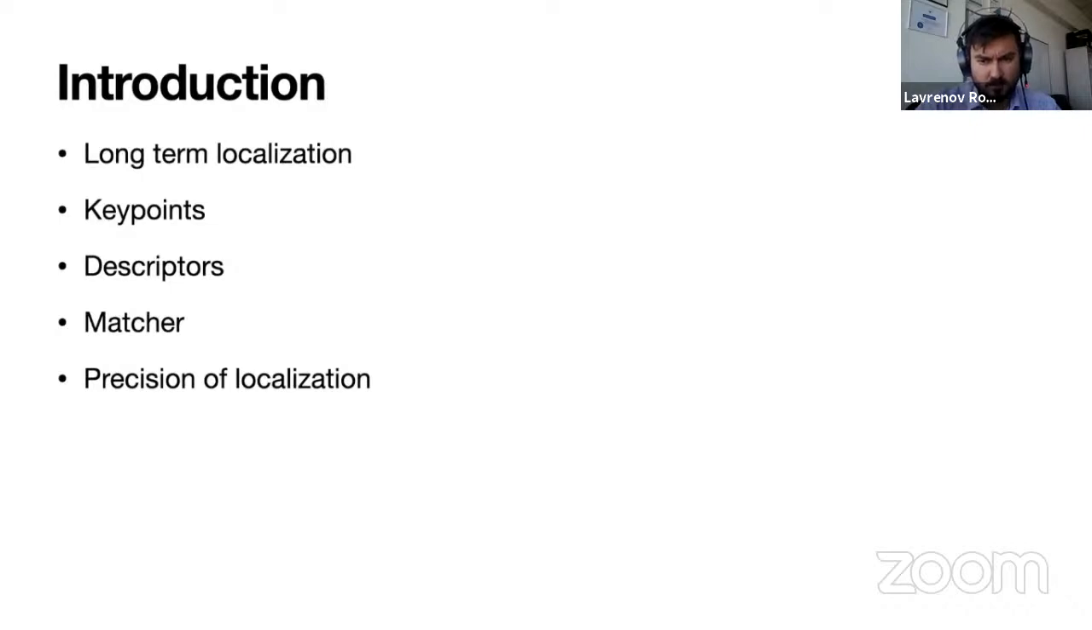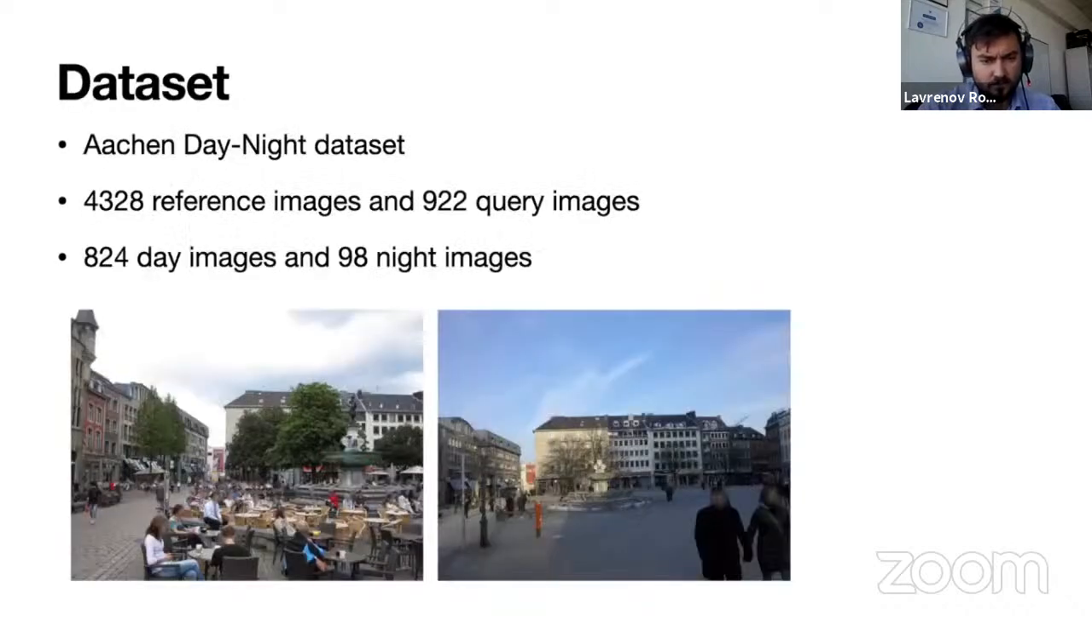We can say that the precision of the estimated location is the most critical parameter, for which in the experiment the Aachen day-night dataset was used. It is a subset of the original Aachen dataset, which contains 1.5 million 3D points and 369 query images. This Aachen day-night dataset consists of 4,328 reference images and 922 query images. In sum, there are 824 images captured in the daytime and 98 images taken in the nighttime.